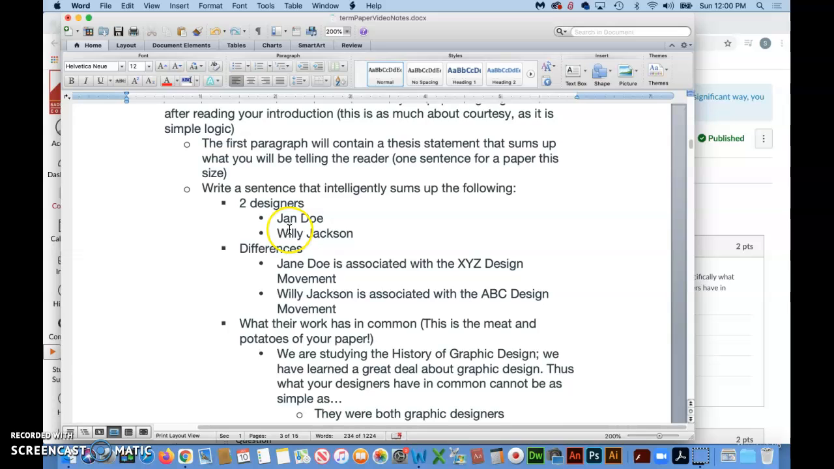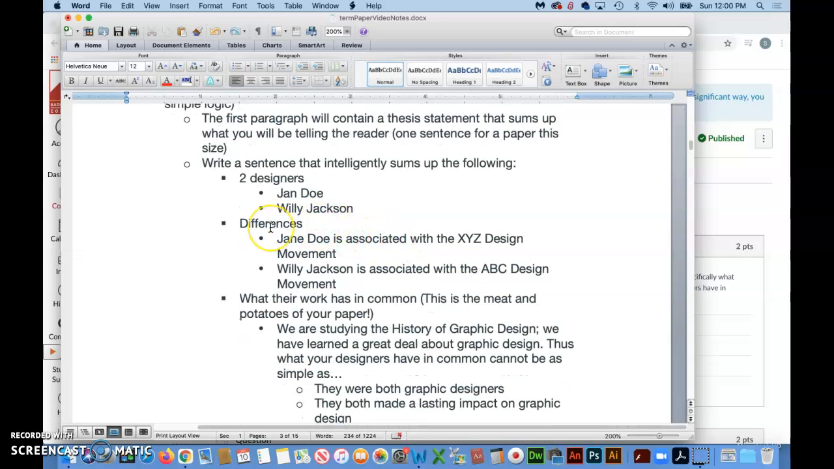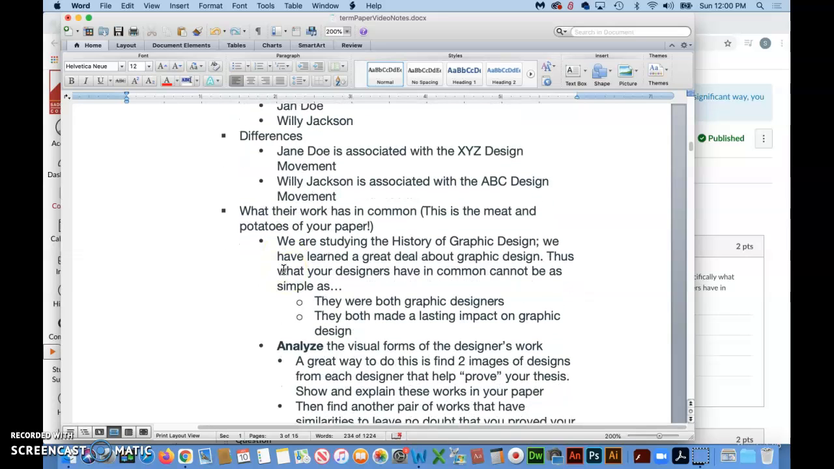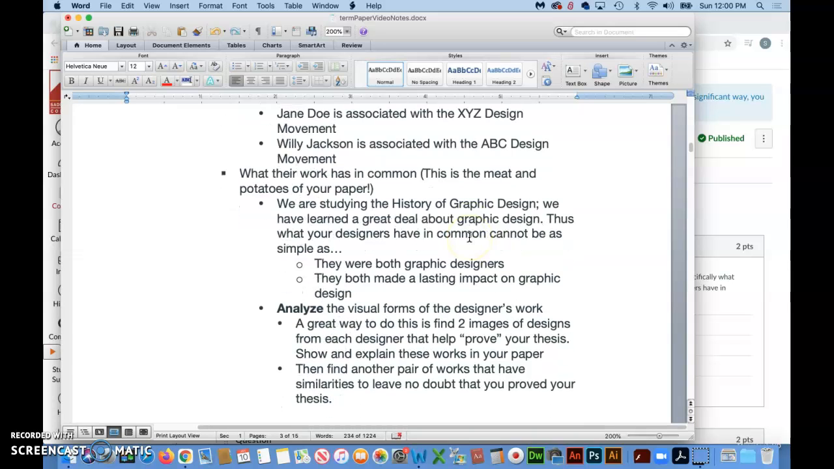The two designers, so for example, say Jane Doe, Willie Jackson. Differences. Jane Doe is associated with some design movement. Willie Jackson is associated with some other design movement. What does their work have in common? This is the meat and potatoes of your paper. This is what it's all about.